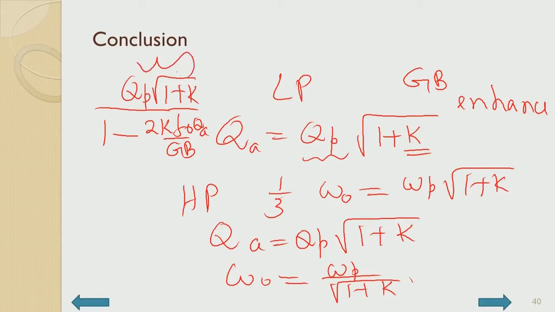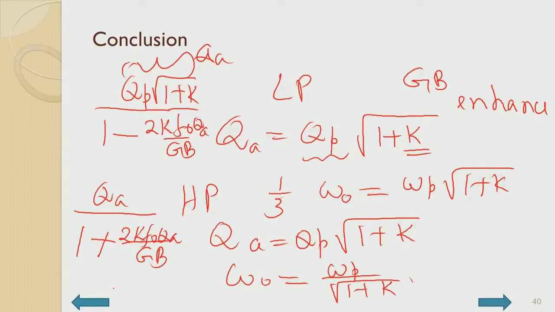This is the Q actual active. So, that is the enhancement effect. Whereas, in the case of high pass, it is going to be 1 plus 2k f naught into Q. So, however, they are both causing the Q to change due to the finite gain band product. That means, it is going to be different from the design value.